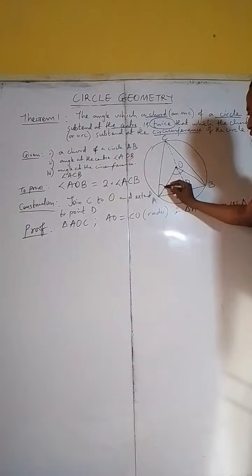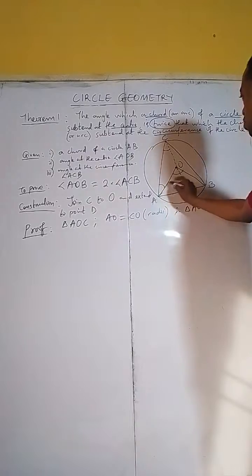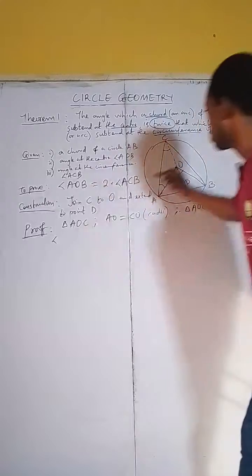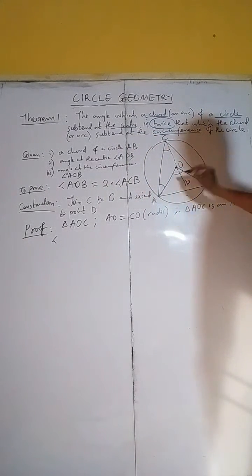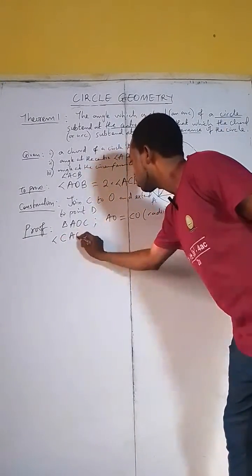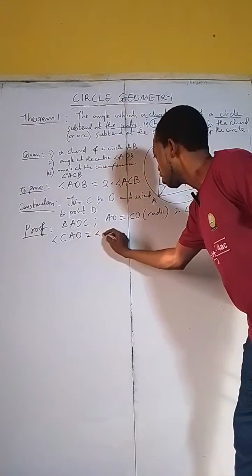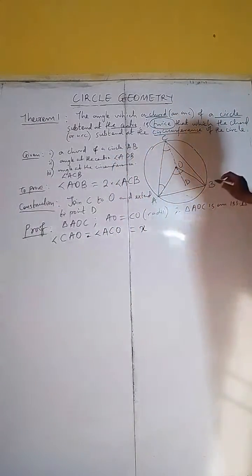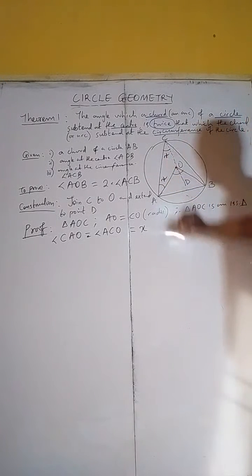So here we can say the base angles will be equal. Hence we can label this angle, angle OAC, or angle CAO, whichever you want to call it. When we are using three letters, the angle we are referring to is at the middle. So here we say angle CAO is equal to angle ACO. We can call it letter X since they are equal. So let's call this angle X and also call this angle X.